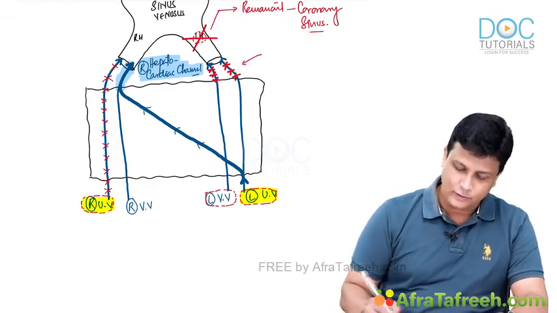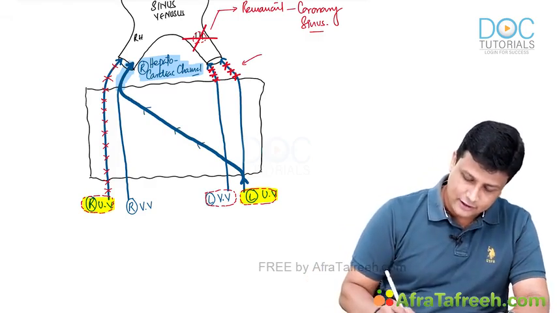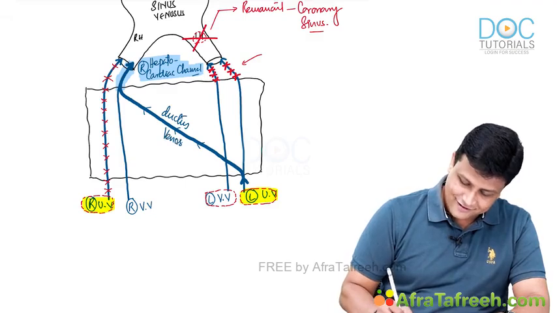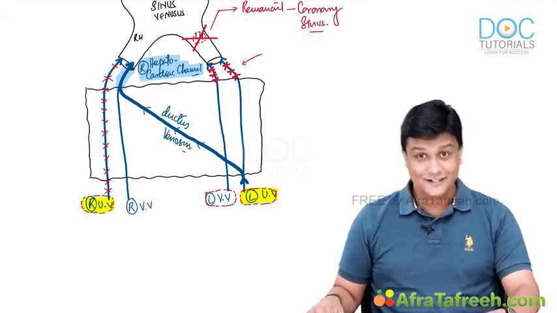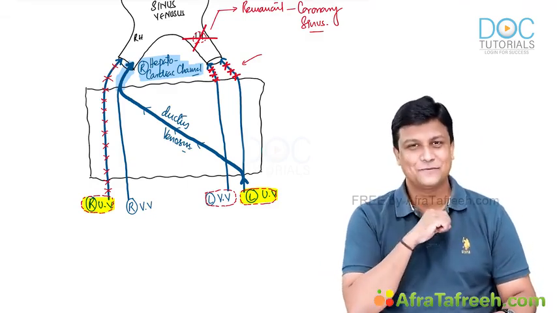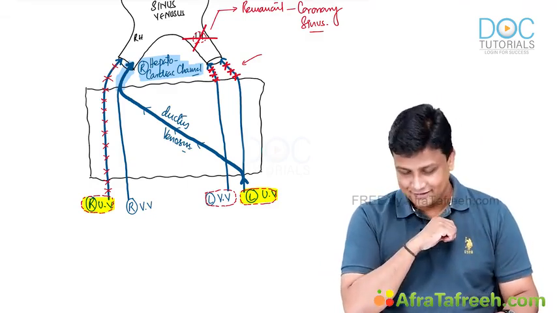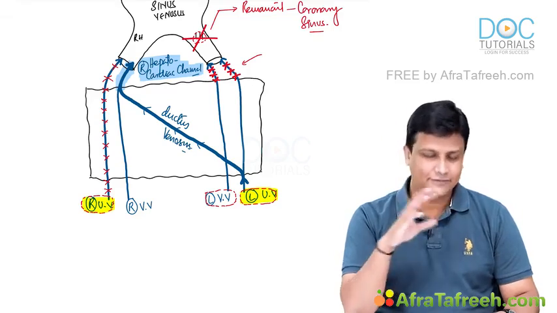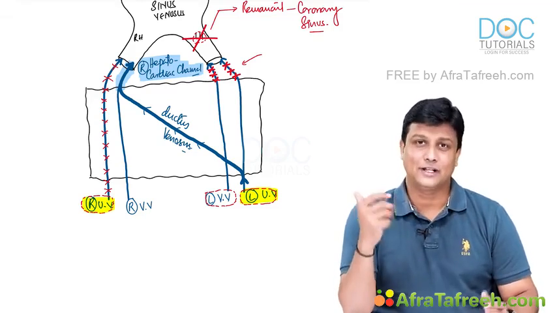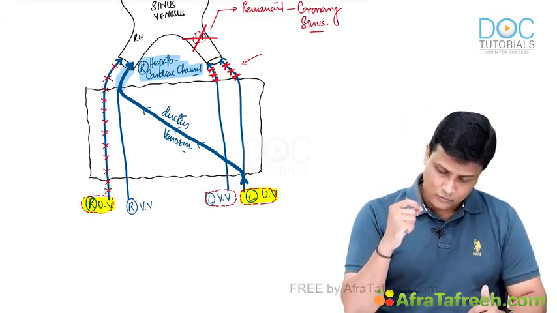And what is this vein known as? This one is nothing but your ductus venosus. Recall, we have learned about the ductus arteriosus in the arterial system. Now this one here is the ductus venosus. That is how you can learn the entire fate of the umbilical vein in an easy manner, like a story.